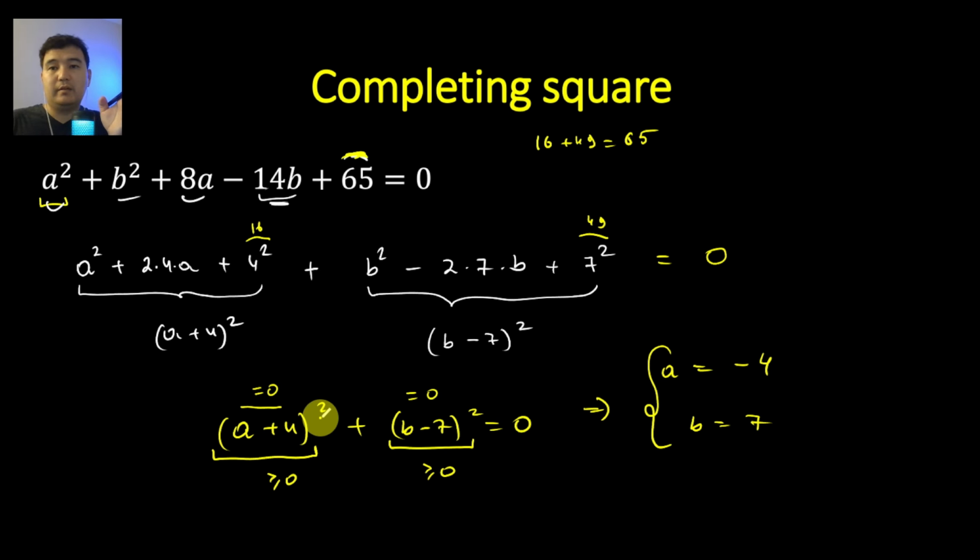We will have something greater than 0, so thus we can't hold this equality. So the only way to hold that equality is setting a is -4, b is 7. So that's the solution of this problem using completing squares.